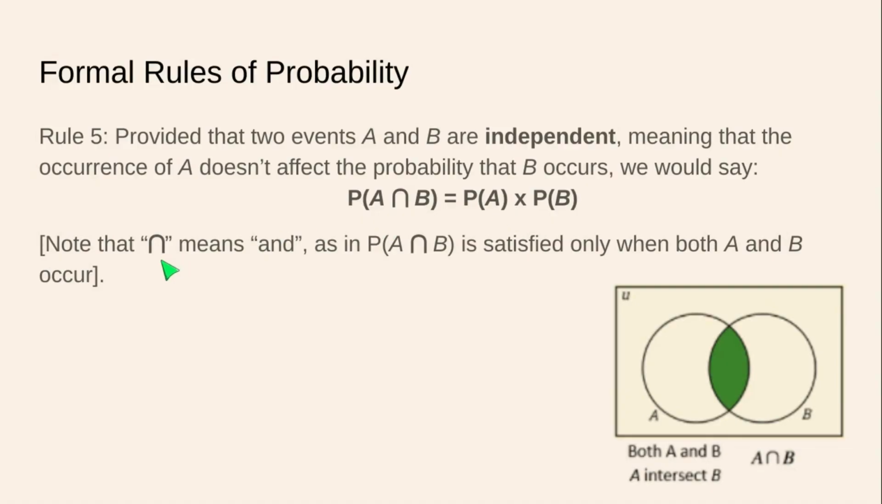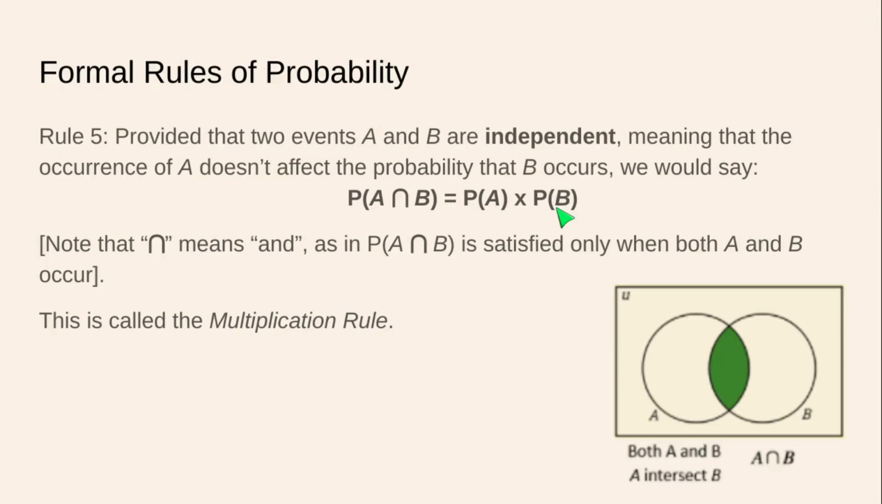So we note that this means "and." The technical word is intersect, but most of the time we just say "and." As in, the probability of A and B is satisfied only when both A and B occur in the context of one trial. And this is called the multiplication rule. Just like we had an addition rule for an "or" statement, we have a multiplication rule for an "and" statement. Specifically, this multiplication rule applies when A happening does not affect the likelihood that B happens.